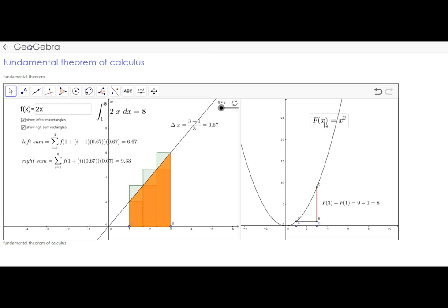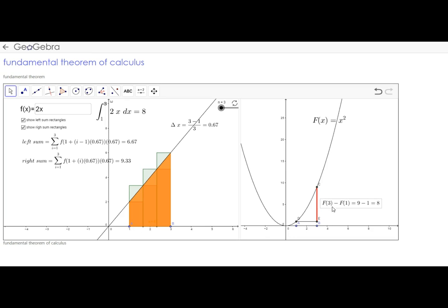On the right-hand side of the screen we have the primitive function. That was little f of x. This is big F of x, which is the primitive of 2x. The primitive of 2x is x squared. Now it shows the range of the calculation we were doing, from 1 to 3.